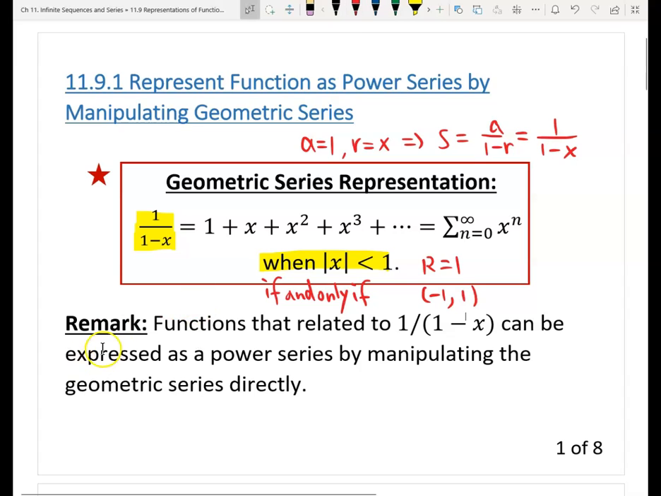Now, I will give you one remark. This geometric series representation only represents 1 over 1 minus x. How about the other functions? Yes, we can find them. If other functions are linked to this type of function, we can try to manipulate the geometric series. Therefore, we can find other representations for other functions. Let me highlight this: manipulate the geometric series. Okay, so now let's go on to practice questions. How to manipulate?